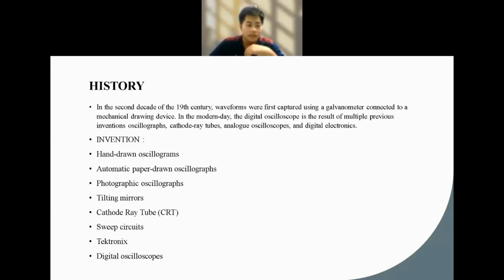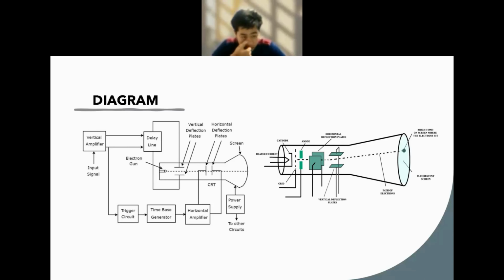Okay, history. In the second decade of the 19th century, waveforms were first captured using a galvanometer connected to a mechanical drawing device. Then, in the modern day, the digital oscilloscope is the result of multiple previous inventions: hand-drawn oscillogram, automatic paper-drawn oscillograph, photographic oscillograph, tilting mirror, cathode ray tube (CRT), sweep circuit, electronic, and digital oscilloscope. Yes, this diagram shows the operation of the oscilloscope.